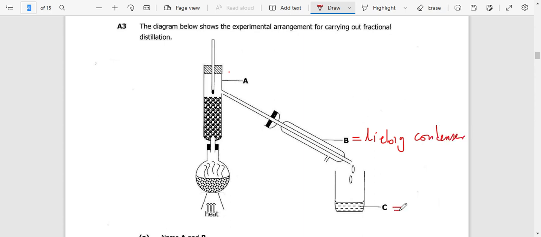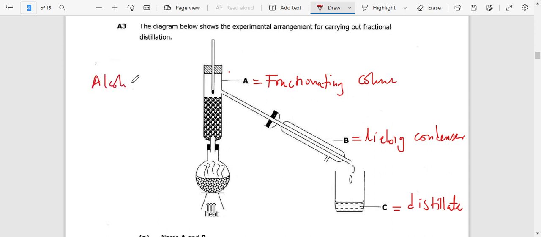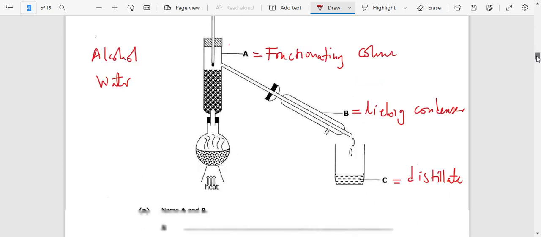And then because this is distillation, what is going to drop into the beaker after distillation is called distillate. If it was filtration, you call it a filtrate. And then A, this is the fractionating column, which contains what is inside, those are called glass beads. Now, what are some of the things that we separate using fractional distillation? Separate alcohol and water. So this process is used for two miscible liquids, liquids which are able to mix completely.